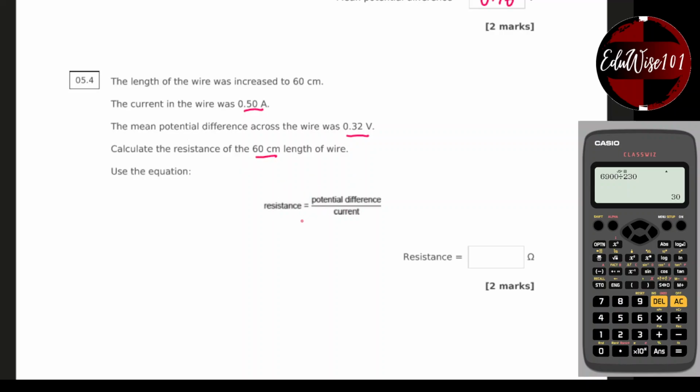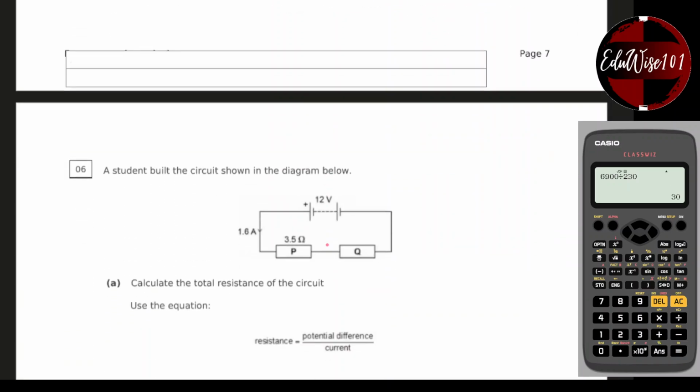They have given you the equation: resistance equals potential difference divided by the current. My potential difference is 0.32, divided by the current, which is 0.5, and that gives me 0.64 ohms. Now, this 60 centimeter value, we are not actually using it as part of the calculation.